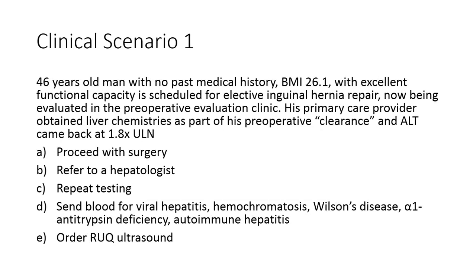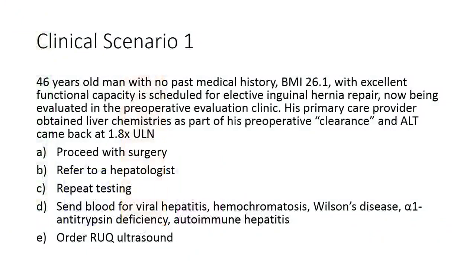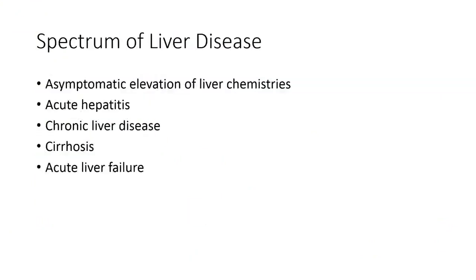You're going to proceed with surgery, refer to a hepatologist for further evaluation, repeat testing and send the whole panel of tests, or order a right upper quadrant ultrasound. So go ahead. Excellent. Proceed with surgery sounds like the most common answer, and some people answered repeat testing. So let's see what we actually know.